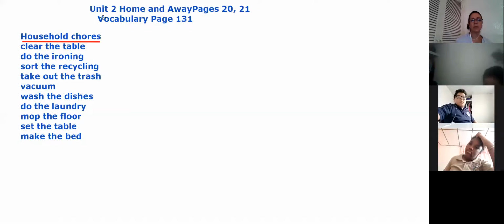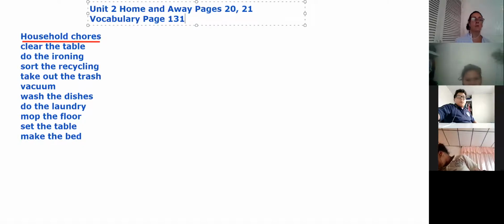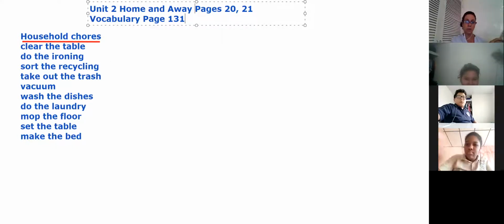Okay, yesterday we were working with page 20, where we saw there's 3 apartments in the picture. There are 3 apartments, and there's people doing things. Yesterday we saw the different parts of the house, rooms in a house. We saw furniture. We saw appliances. And others we didn't mention much, but we saw vocabulary yesterday.